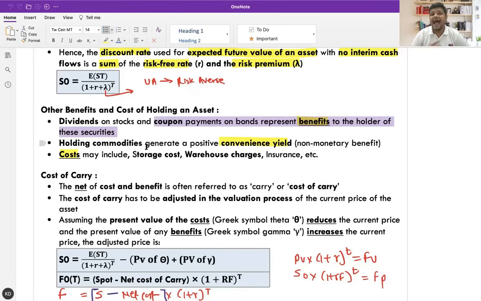So basically we add the cost, we subtract the benefit if we are trading in the futures. Because when you're trading in the futures, you don't get the benefit. So the benefit is subtracted. Why would you pay for the benefit which you're not going to get? But you will pay for the cost which the seller incurs on your behalf. That is the storage cost. And the net of that is called the net cost of carry. Is that clear?